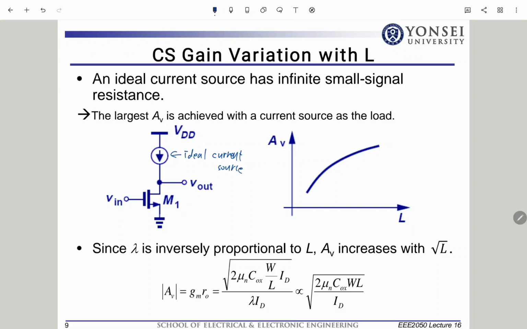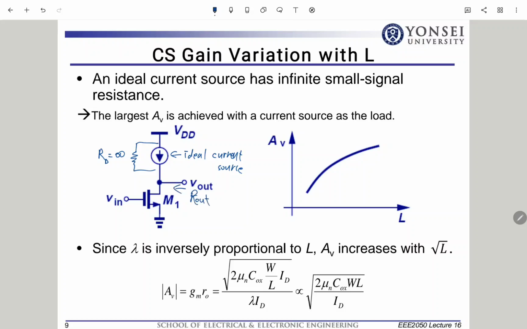So what is the role of the ideal current source? It can boost up the output impedance, right? So here, what is the impedance of the ideal current source? R is equal to infinite, right? So I would say this is RD. Then, what is the R out?